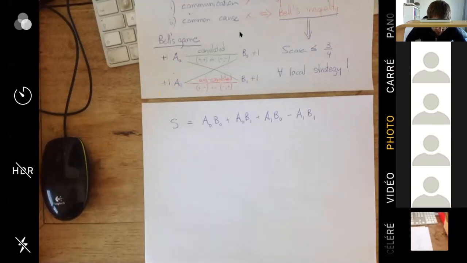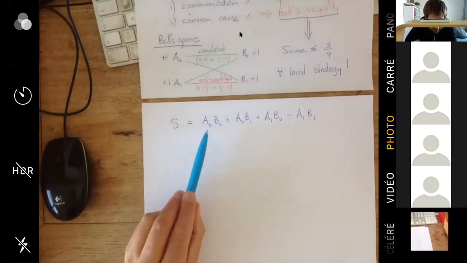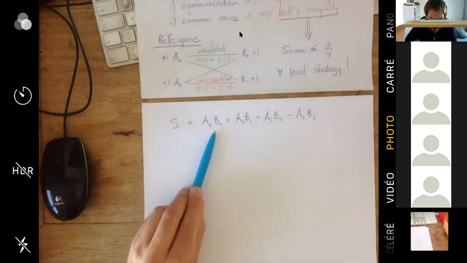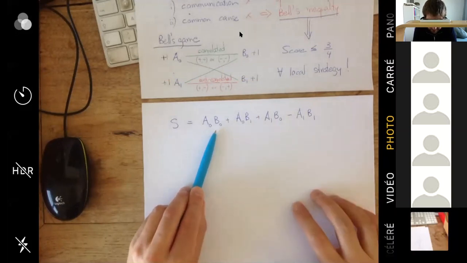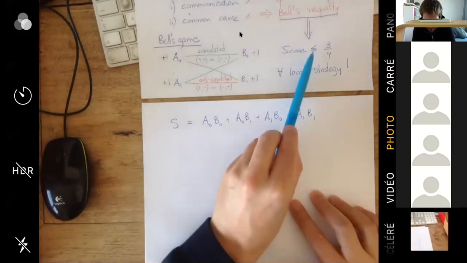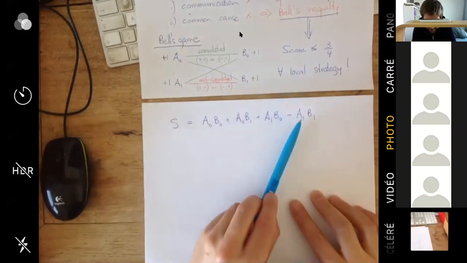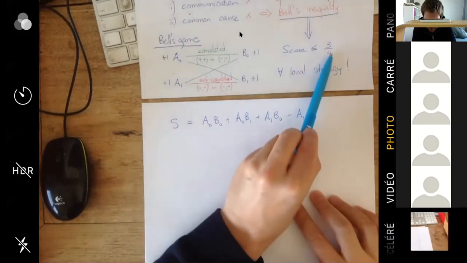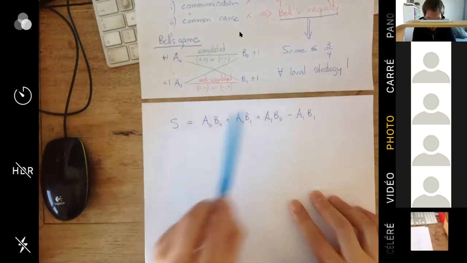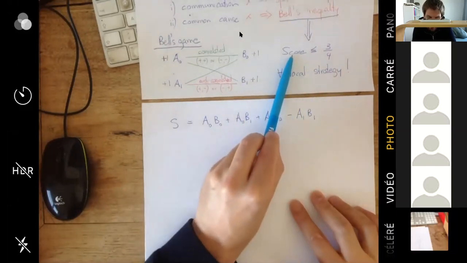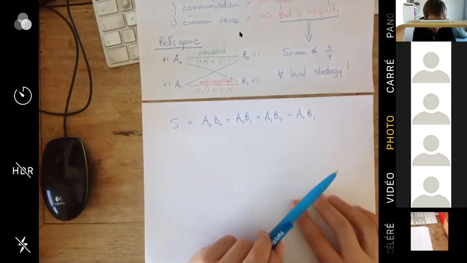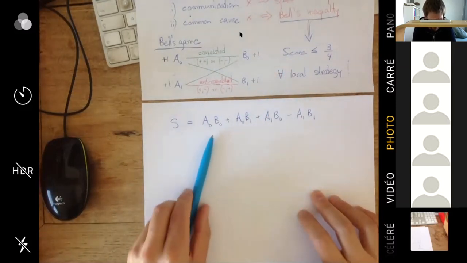To be more precise, what I claim is that this function, or this expression, corresponds to this score. In fact, it is the same up to the denominator here. So S is actually 4 times the score as it is written here. So let's see why that is the case.